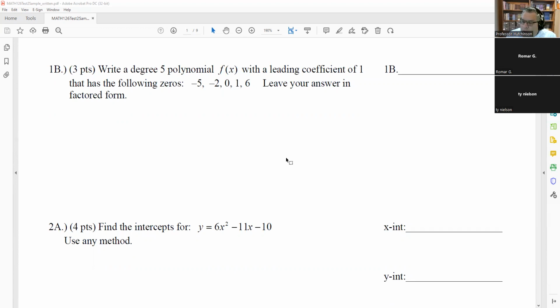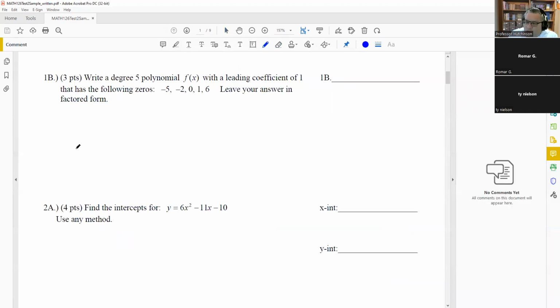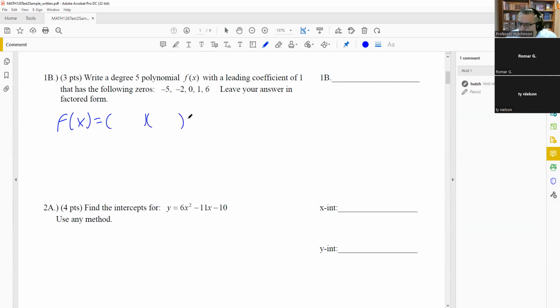So it says, write a degree 5 polynomial with a leading coefficient of 1 that has these zeros. To start this out, we're going to start with f of x equals, of course. Since the leading coefficient is 1, I don't need to worry about putting anything there. I'm going to put 5 parentheses here, and start all of them with x minus. That's the first thing you're going to do. Whenever you want to take a zero and turn it into a factor, you just do x minus, and then you have all of them there.